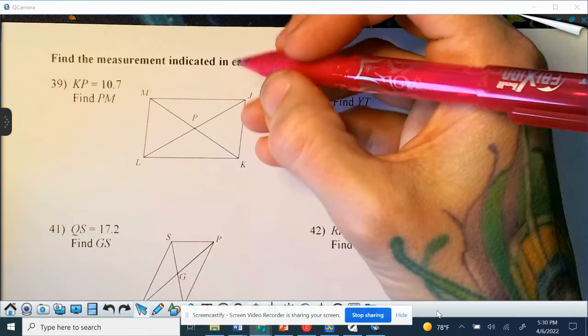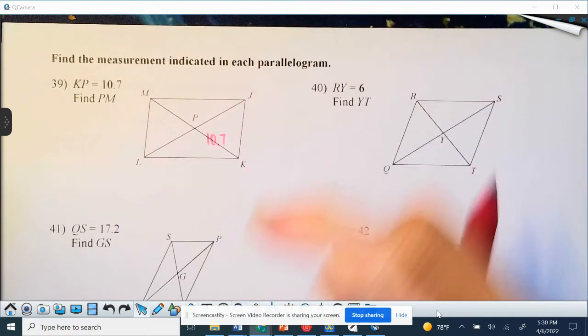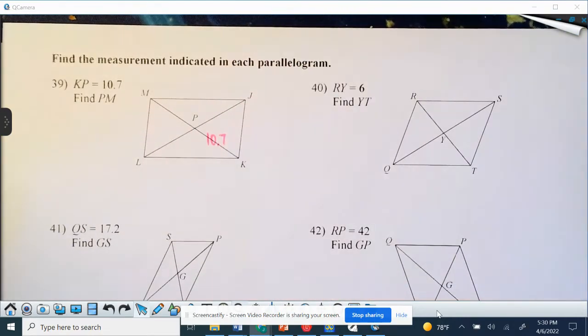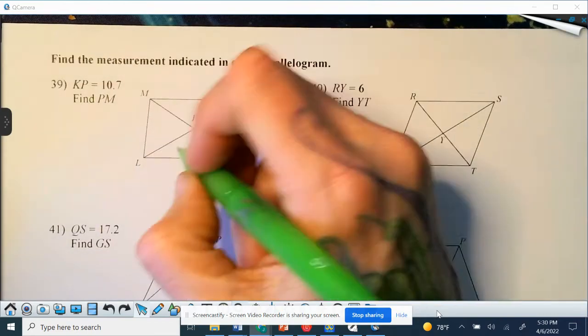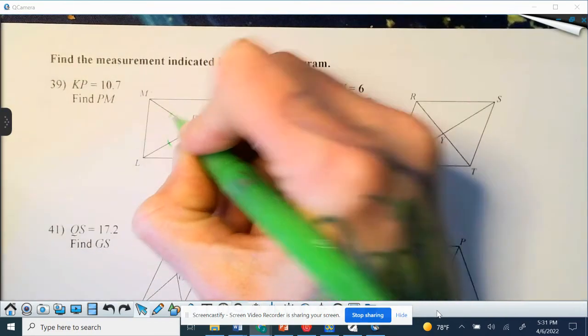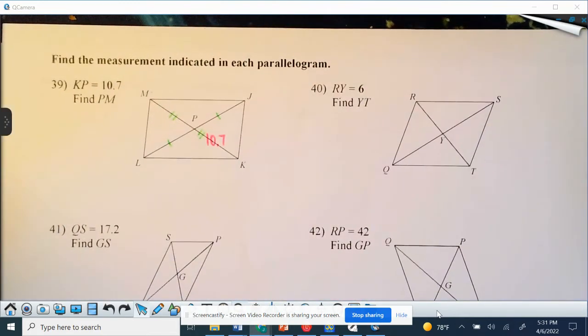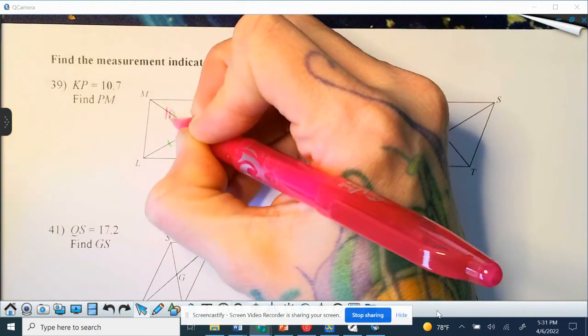So KP is 10.7. So this is 10.7. And because you know this is a parallelogram, then you should know that the diagonals bisect each other. So this and this have to be congruent, and this one and this one have to be congruent. Now, should it be a rectangle or a square or one of the other shapes, then you'll know more about those diagonals. But just from the word parallelogram, you know that each portion is the same length. So PM in this case is also going to be 10.7.